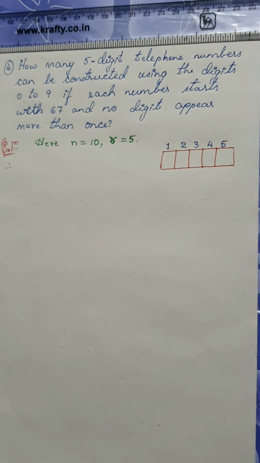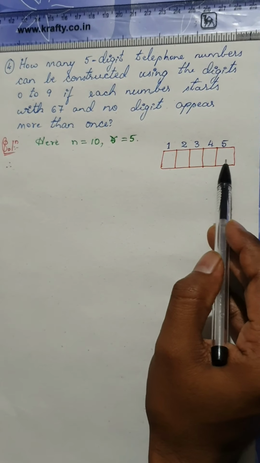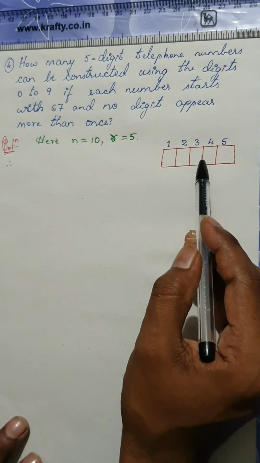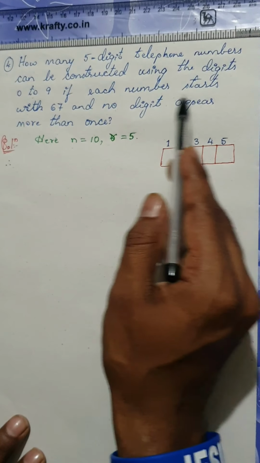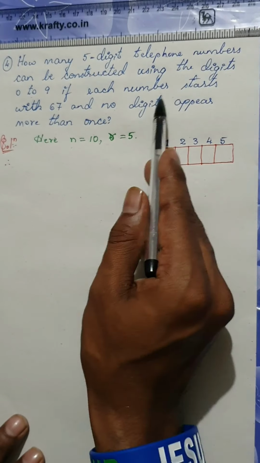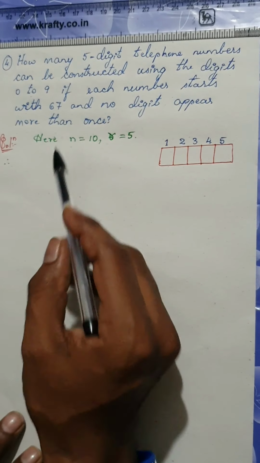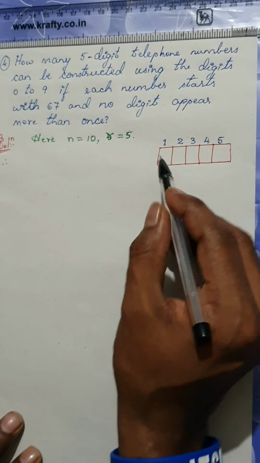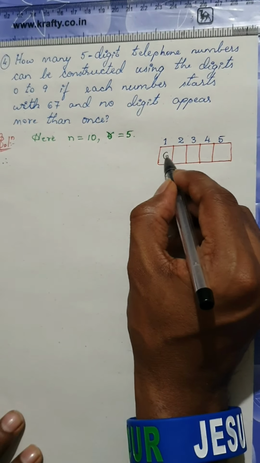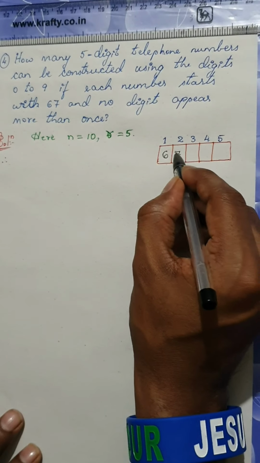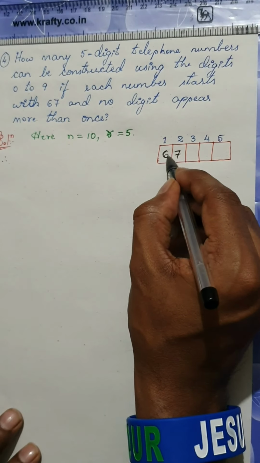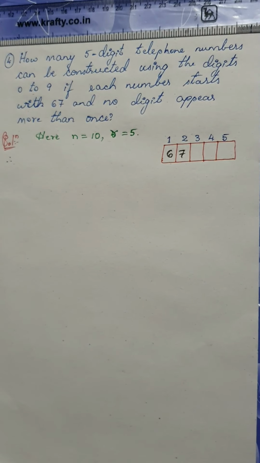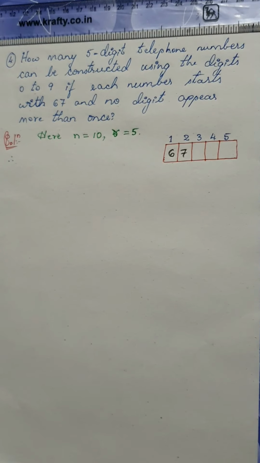Now see the beauty of this question. Now I need a 5-digit phone number. I can take any of the digits 0 to 9, which are 10 digits, but the condition is that each number should start with 67. So the phone number should start with 67, which means the first spot and the second spot are fixed. Many people ask why, sir? Because they ask for fancy numbers, like their grandmother, grandfather, father, mother and children all having the same starting number. Just like that.